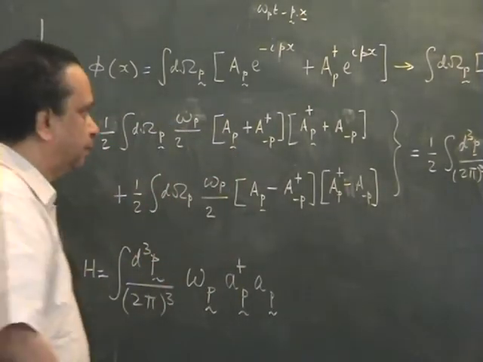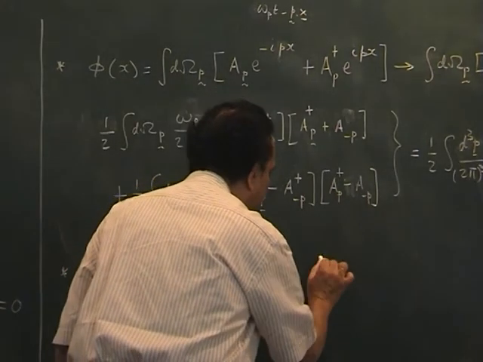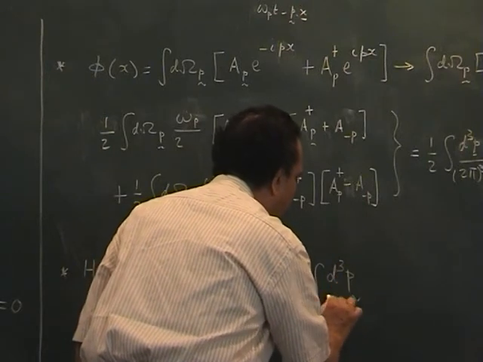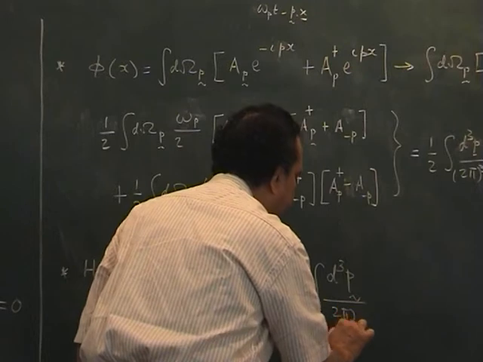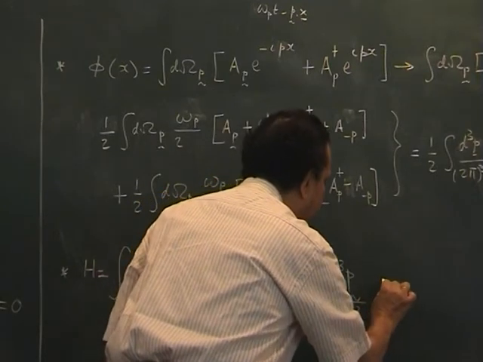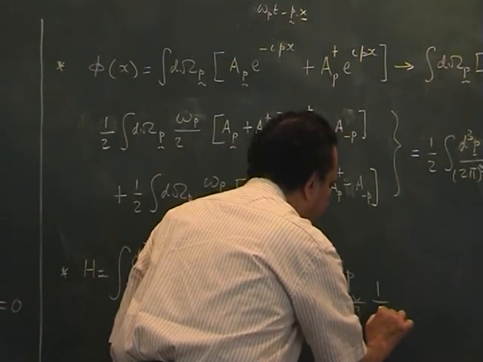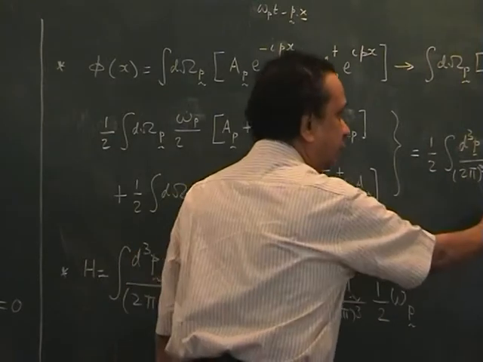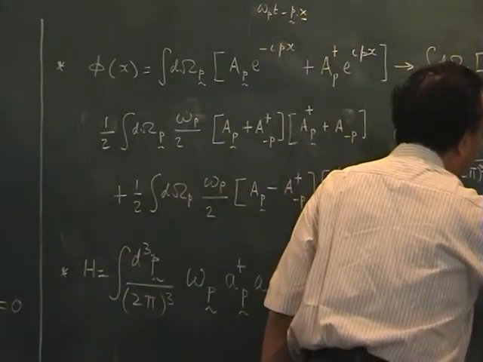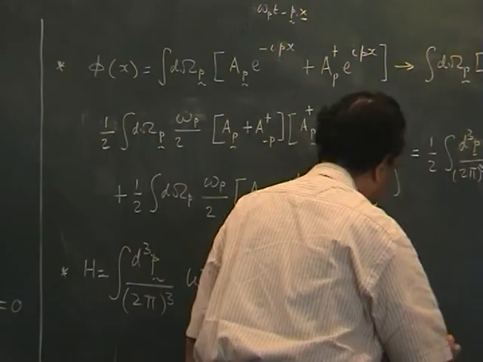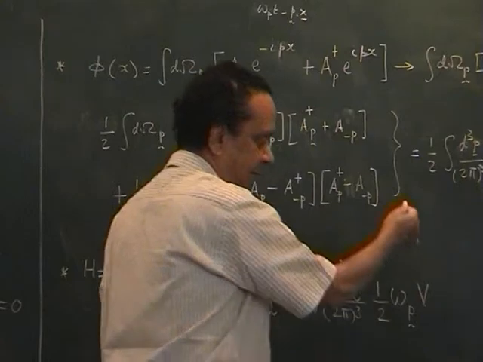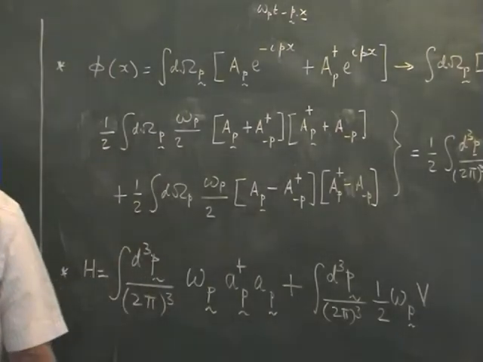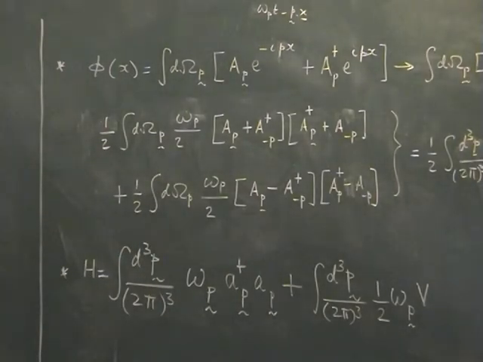Then you have the second term, which is plus integral over d3p upon 2 pi the whole cube, half omega p, and this quantity you interpret as the volume of the space. Let me just explain to you where that comes from. It's something which you have done in Fermi's golden rule in quantum mechanics, but it might not have been introduced in this form.